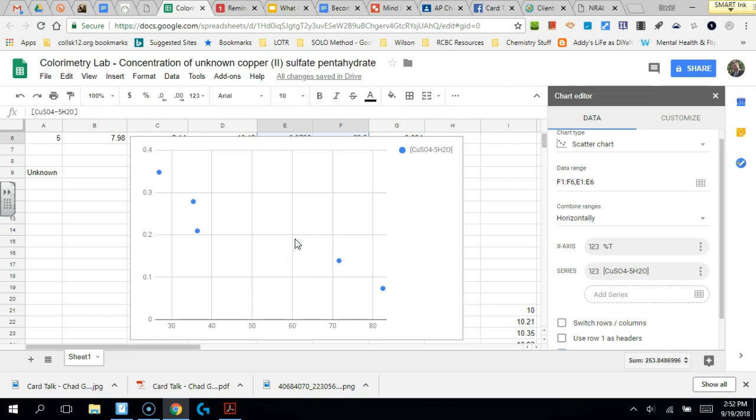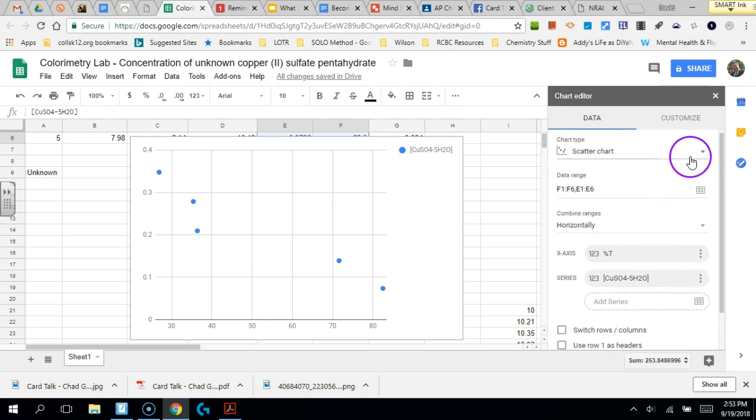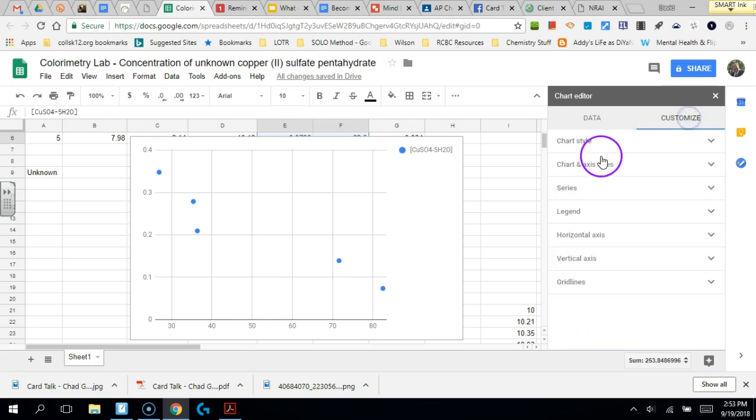And so this is pretty good. This tells me that this gives me a fairly straight line with the exception of this data point. But we still measured it, so we have to include it. So now what we're going to do is customize our graph.